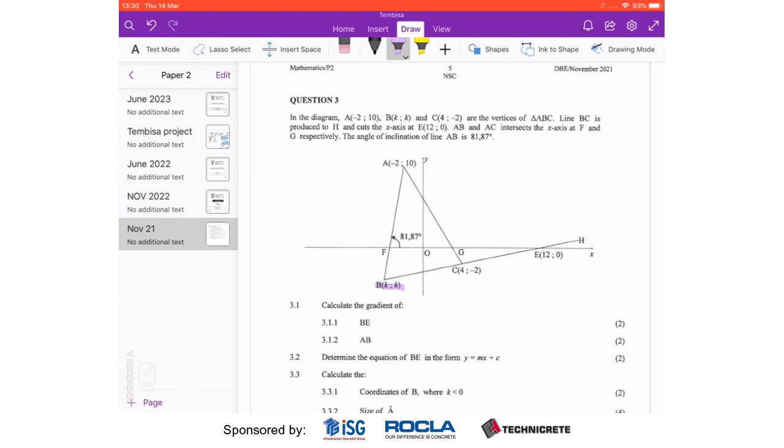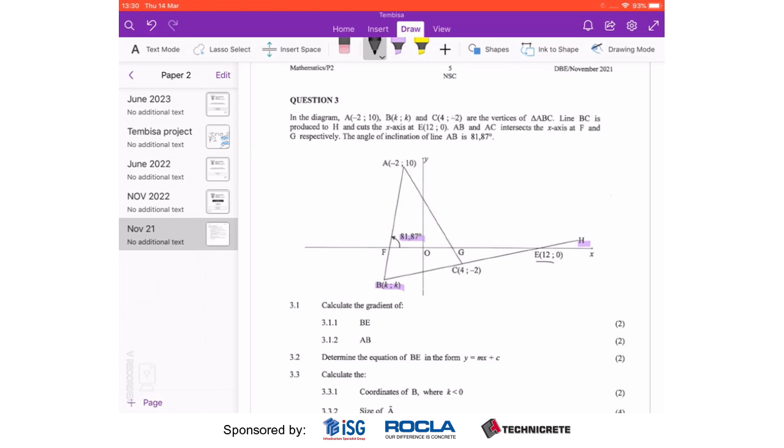Line BC is produced to H, here's H, and it cuts the x-axis at E, which has the coordinates (12, 0). AB and AC intersect the x-axis at F and G respectively, and we've got an angle of inclination of AB to be 81.87 degrees. Okay, the first question says calculate the gradient of BE.